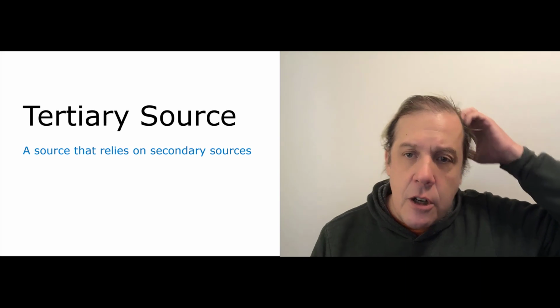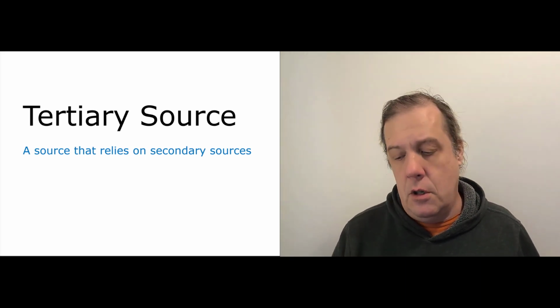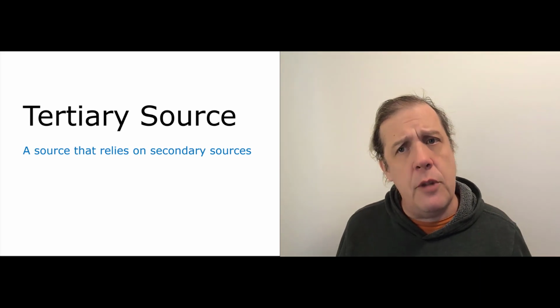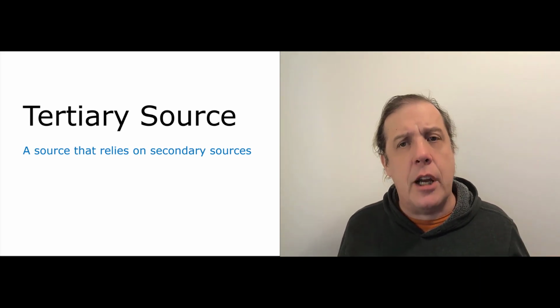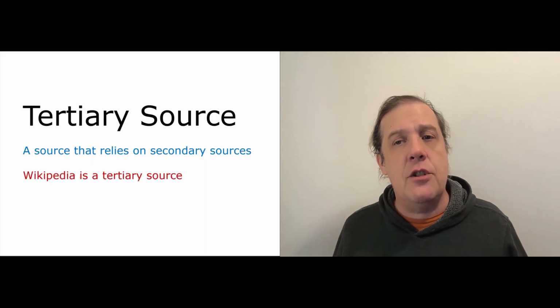Okay. A lot of what you deal with on the web are not primary or secondary sources. They're tertiary sources. They are sources that summarize secondary sources. So you're several removes from the actual object. You just have to deal with that. Wikipedia is a tertiary source.